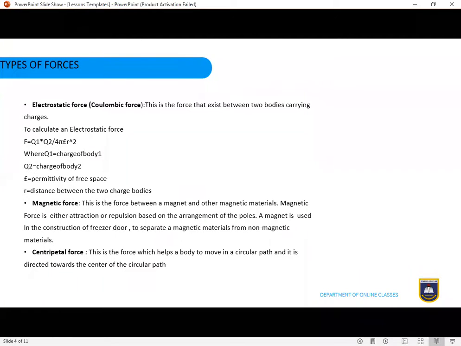The other force over there also is centripetal force. This is the force which helps a body to move in a circular path, and it is directed towards the center of the circular path. So this is the force which occurs when a body is negotiating a circular path and is directed towards the center of the circular path. With this definition of centripetal force, can anybody give me an example of a centripetal force?